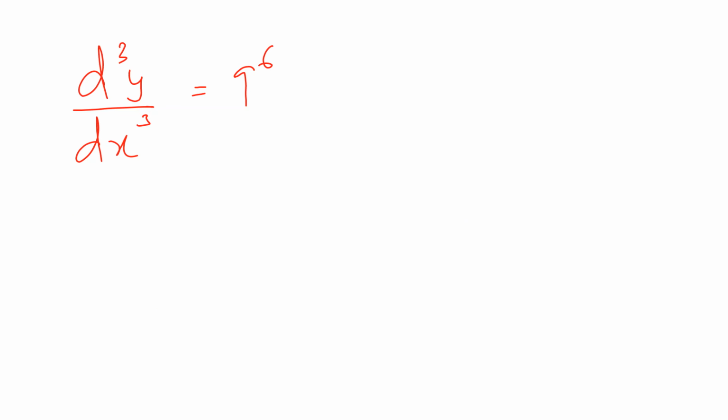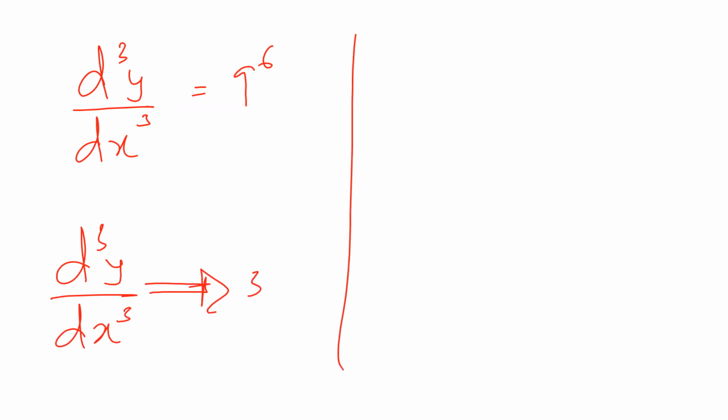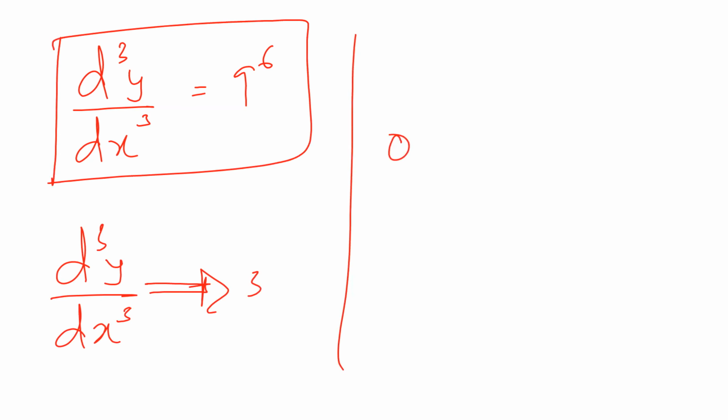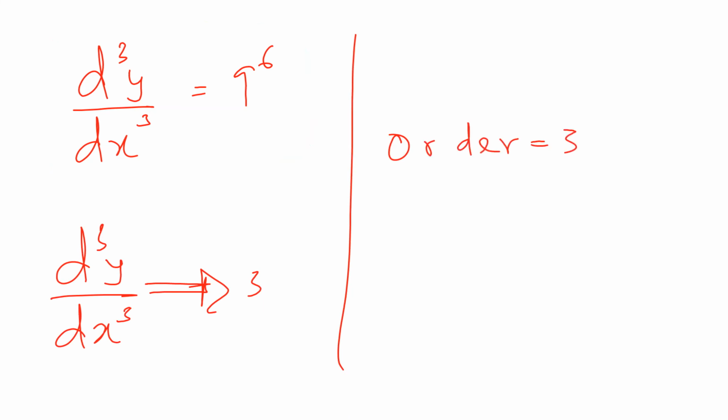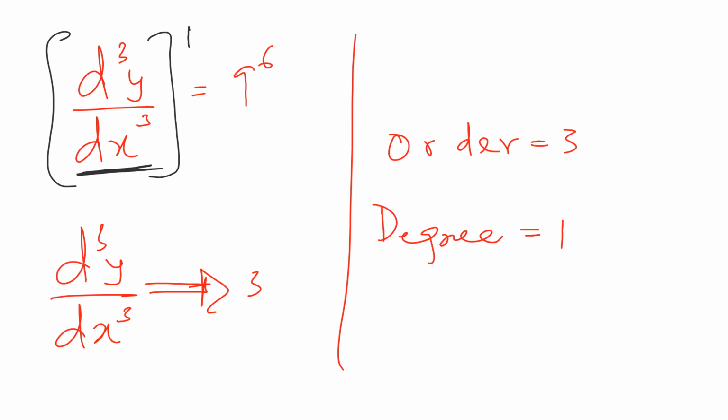What you're supposed to do is find out the differentials. There is only one differential present in the problem, d cube y by dx cube. Order of this is 3. So naturally the order of the differential equation is 3, because it is the only differential present in the problem. And when we look at the third order derivative, its power is 1. So the degree becomes 1.